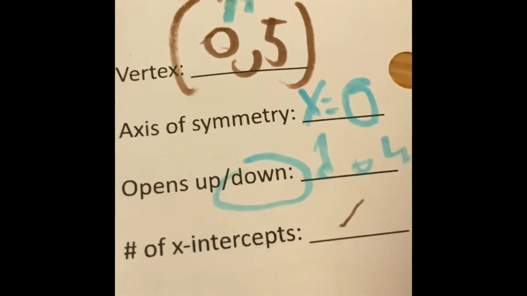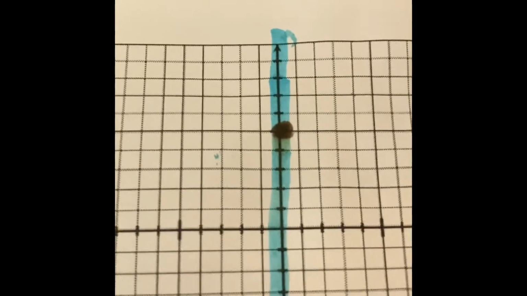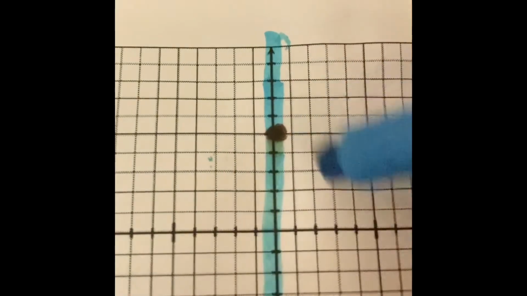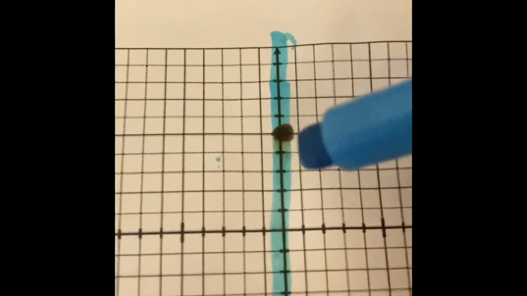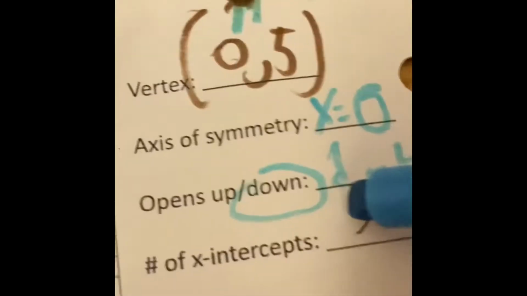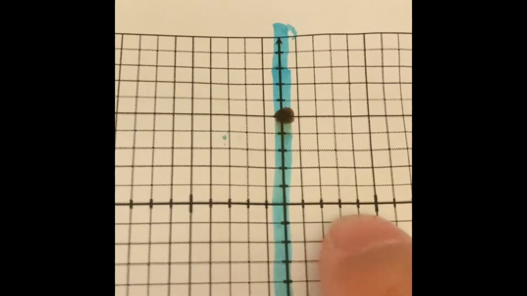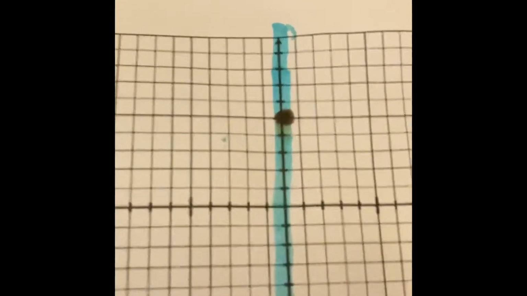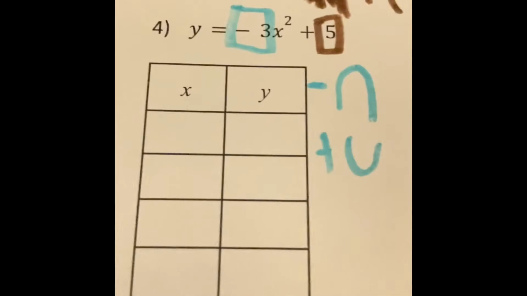And the last thing we have to do is understand the number of x-intercepts. When you look at the graph, since the parabola is pointing down and the vertex is above 0 on the y-axis, we can say that we have 2 x-intercepts. It's going to intersect on the left side of the graph and the right side of the graph. And the x-intercept always crosses through the x-axis.